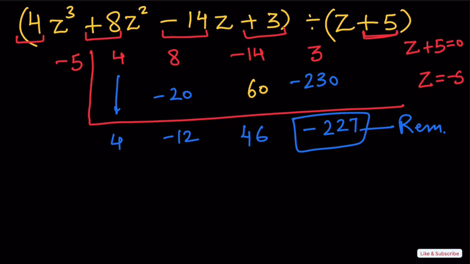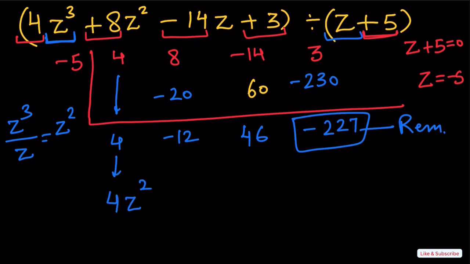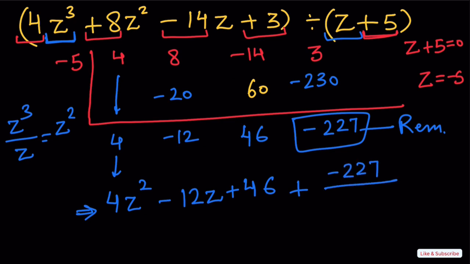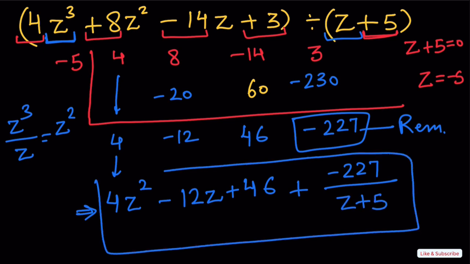Now what's the quotient? As we are dividing by z, the highest power of the dividend, z cubed, the power of the quotient should be squared. So this gives me 4z squared minus 12z plus 46, right? So if I need to write the answer, that's going to be my quotient. Now my remainder, that's negative 227. And in the denominator, we're going to write the divisor. So that's going to be z plus 5. This is your final result when you divide them, because this is the quotient, this is the remainder, and this is the divisor.